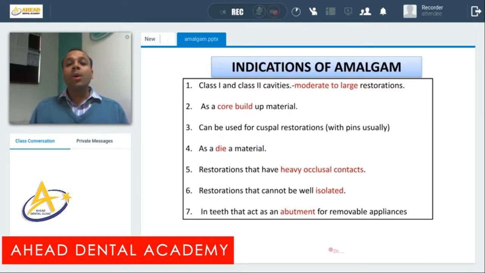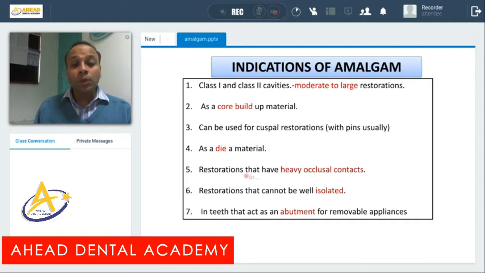Now let's discuss about the indications of amalgam. The first and foremost indication is the class 1 and class 2 cavities, that is of moderate to large size. If a cavity is small in size, composite is the preferred restorative material, whereas if the size of the lesion is moderate to large, then amalgam is the choice of restoration. It is also used for core buildup. It can also be used for the cuspal restoration as a die material.